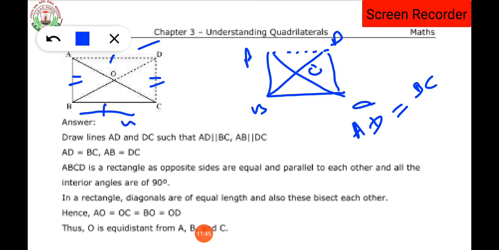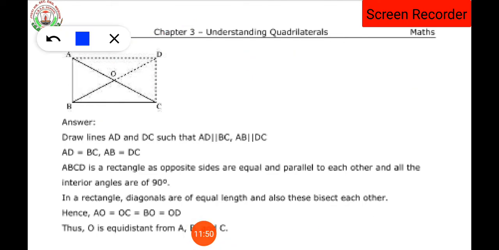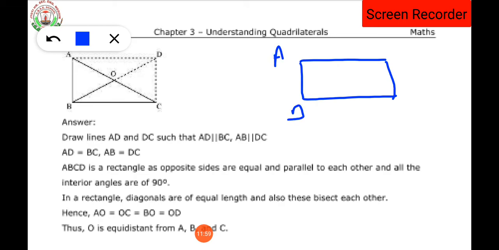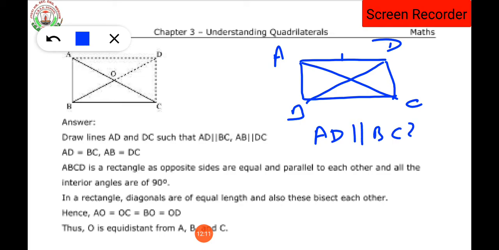If it is 4 centimeter, this side is also equal to 4 centimeter, like that. Understood everyone? I will draw this diagram again on the screen. Okay, here is A, B, C and D. These are the diagonals. As we know, side AD is parallel to BC and AB is parallel to CD. Clear? Understood?